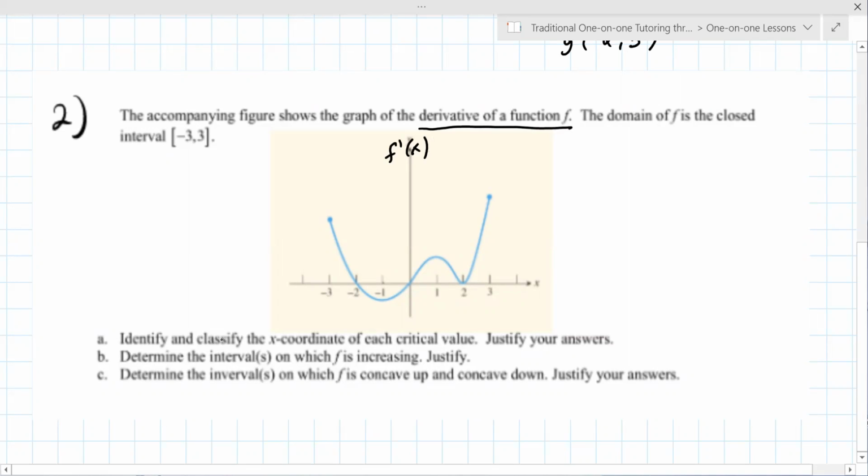Okay. So critical values. It doesn't say whether they're of the derivative or the original. Okay, so part A, identify the x coordinate of each critical value. So there's this point, and this point. x equals -2 is a critical point of f of x.